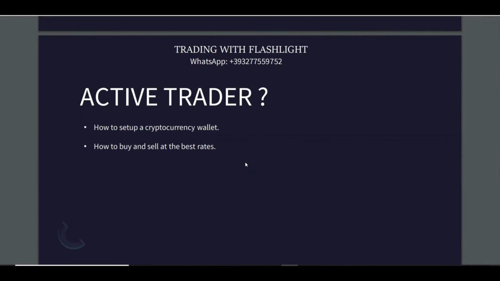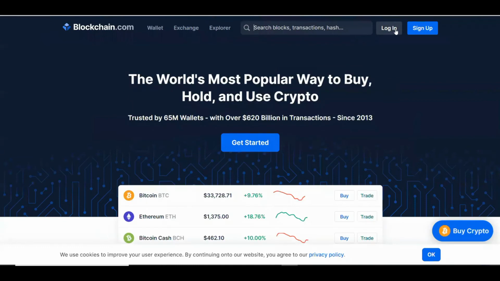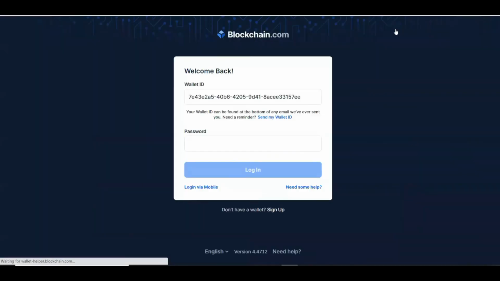Now, how to buy Bitcoins, for example, or Ethereum, or any other cryptocurrency that you want to trade, how to buy them at the best rate, how to avoid losing your coins. So, for example, as I said, majority of those wallets, if I take login, let's take login. If I take, for example, I want to log in.